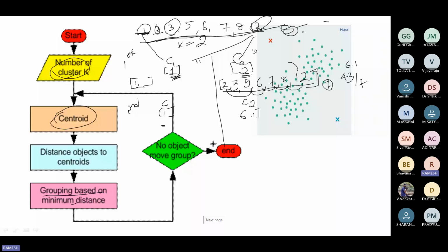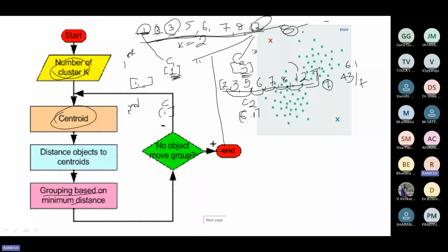C1 head is 1. C2 head is 6.1. C1 head was previously 1, and the updated one is also 1. C2 previously had cluster head 2 and the updated one is 6.1. If it is not changed now, we can break the loop, because the cluster elements will not be changed. If the head is not changed, cluster elements will not be changed. If the head is changed, cluster elements will be changed. So until there is no change in the cluster head, we should keep on repeating.